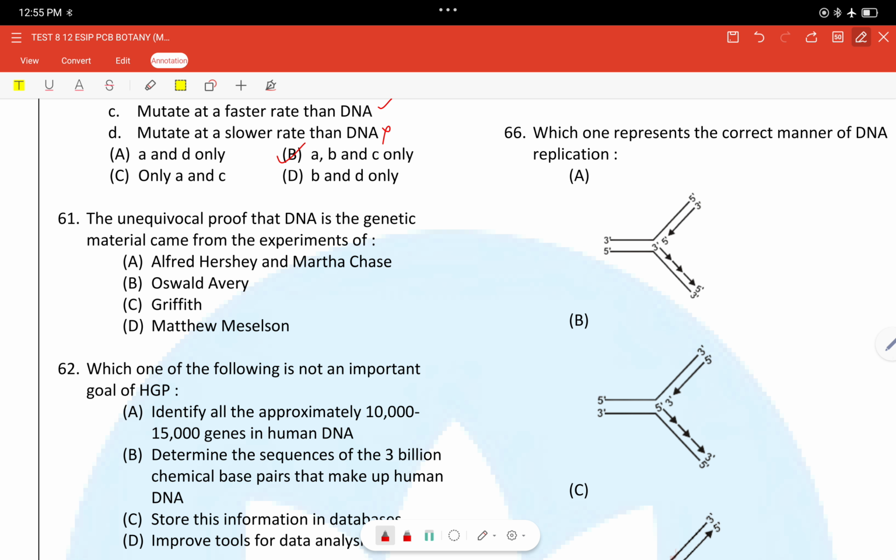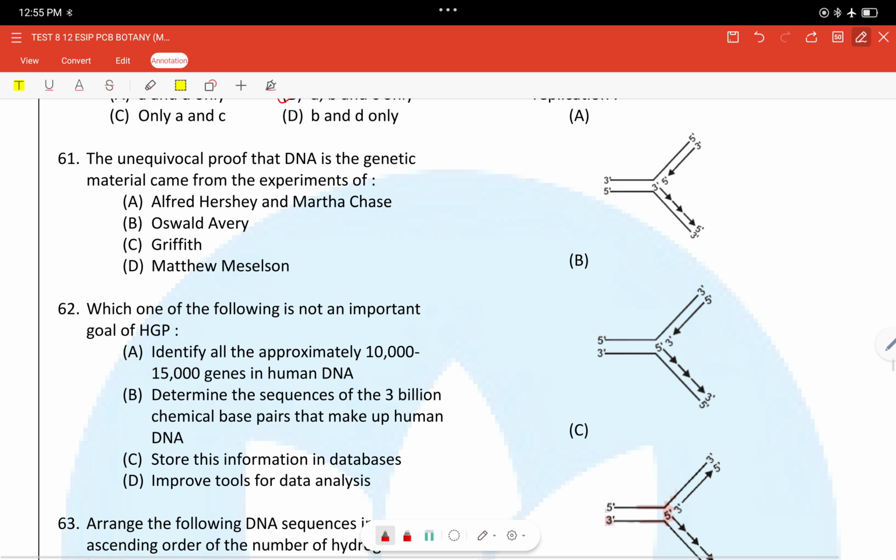The unequivocal proof that DNA is the genetic material came from, we have discussed it many times in this paper, Hershey and Chase, who gave unequivocal proof that DNA is the genetic material.